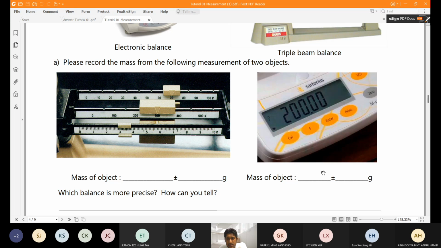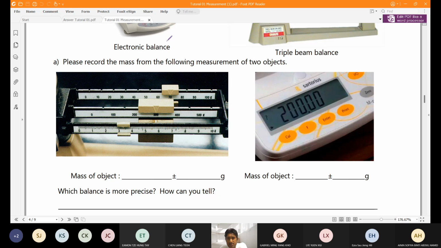This is 200. We understand this is 200. So where is the person? Yeah. So this is 200. We understand. This is 200, and then 0.00 exact grams it is showing us.